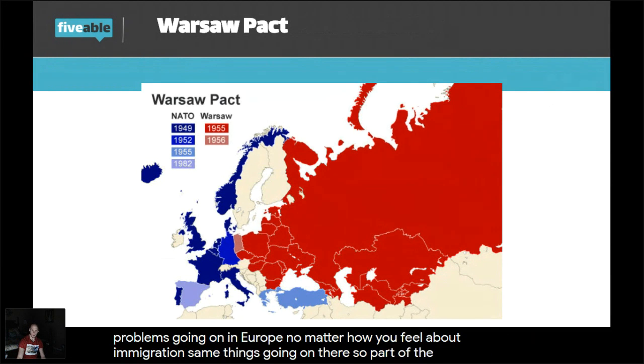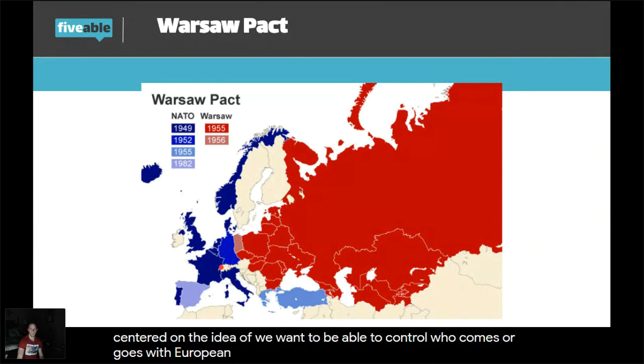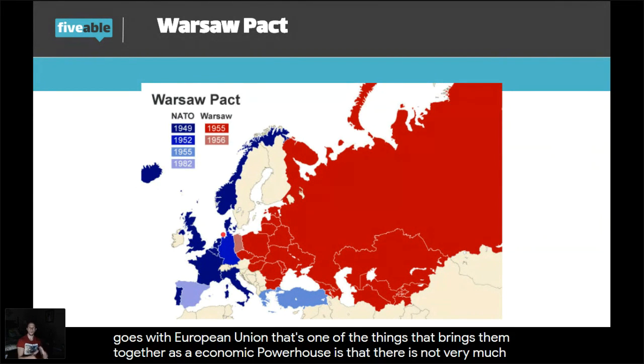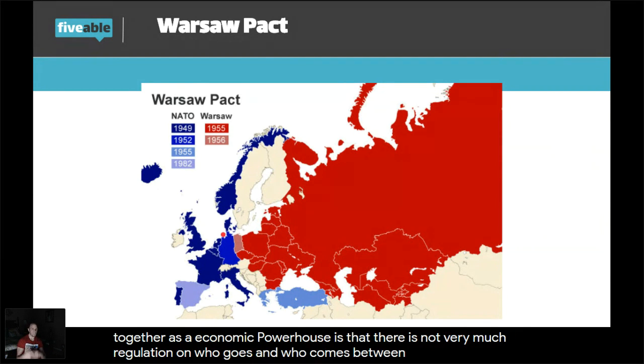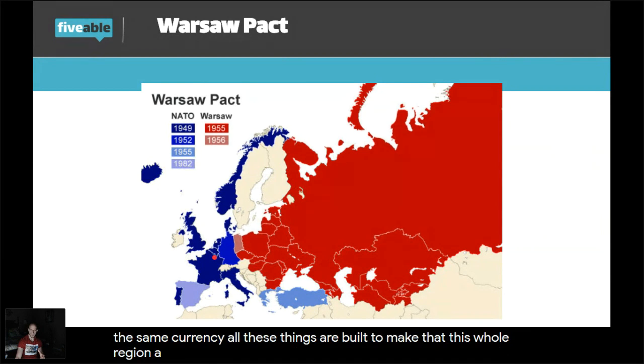So part of the Brexit was centered on the idea of we want to be able to control who comes and who goes. With the European Union, that's one of the things that brings them together as an economic powerhouse, is that there is not very much regulation on who goes and who comes between countries. They have the same currency. All these things are built to make this whole region a stronger economic region to do business with places like the United States.